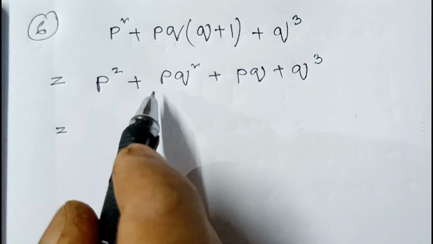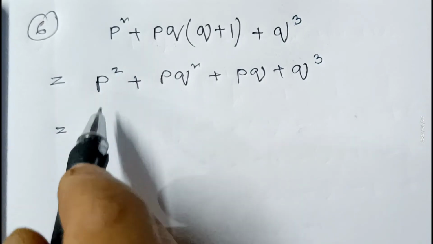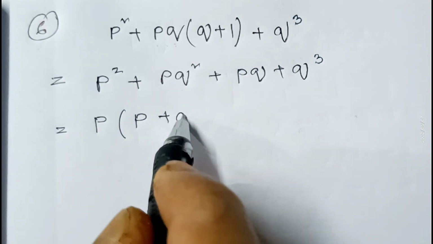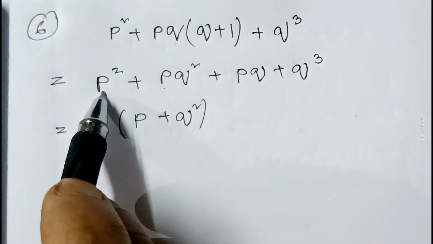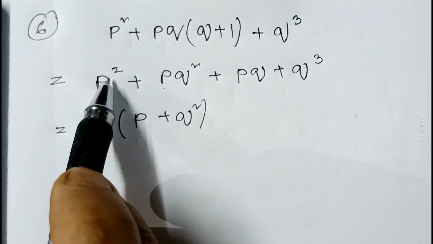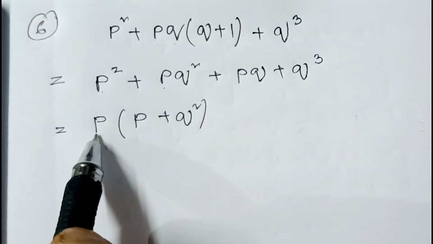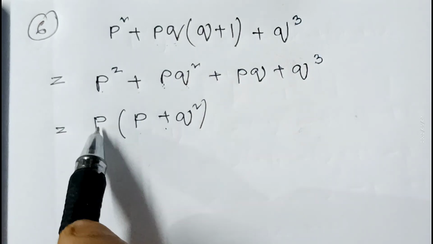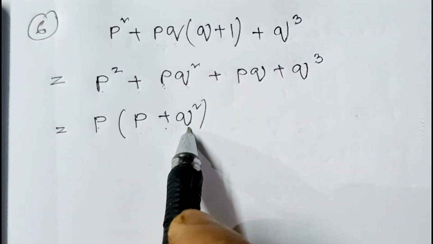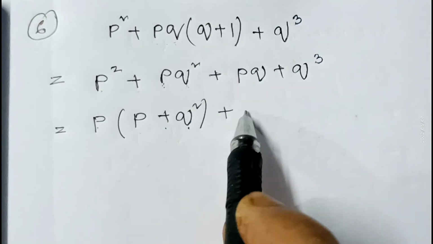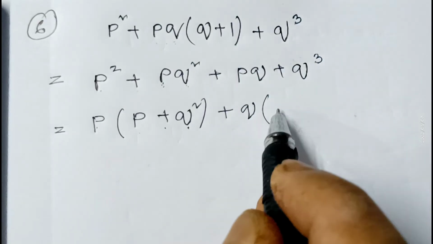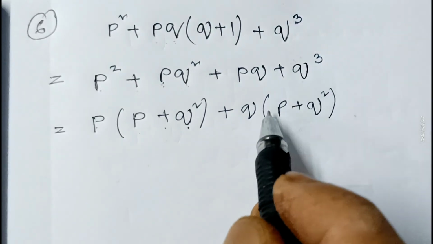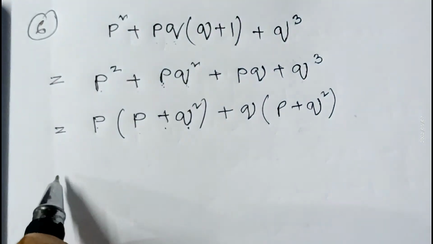Now from the first two, p can be taken common. So if I take p common, then we are left with p plus q square. From these two, I have taken p common. Here it is p square. Out of 2p, 1p I have taken, so another p is left, plus. From pq square, p is taken common, so we are left with q square. From these two, I can take q common. So if I take q common, it will be p plus q square. From q cube, 1 q is taken common, so we are left with q square.